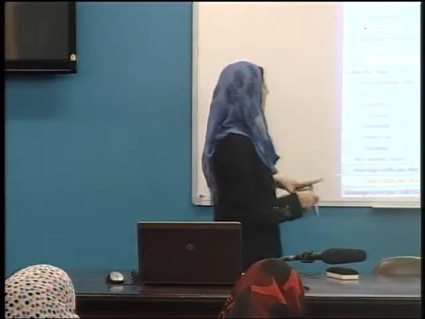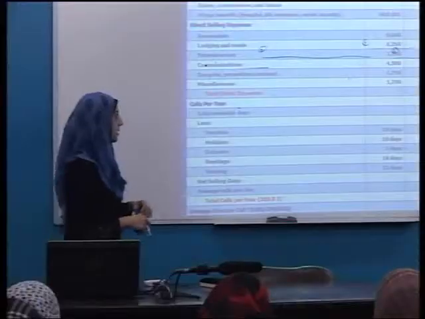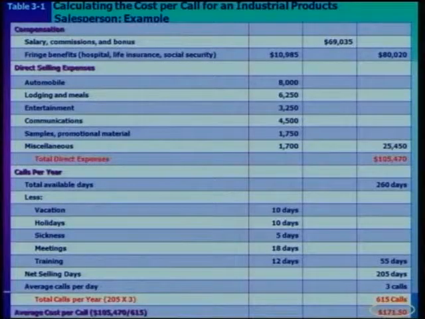In the next slide, we have an applicable example for an industry product. In the beginning, we list the direct selling expenses, which include communications, salary, and different benefits like hospital and insurance. After that, direct selling expenses such as communications, emails, and automobile, meaning cars and vehicles. In other words, we are referring to the means of transportation. And we get the total as 105,040.70.